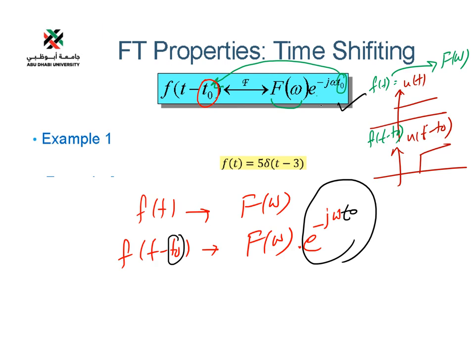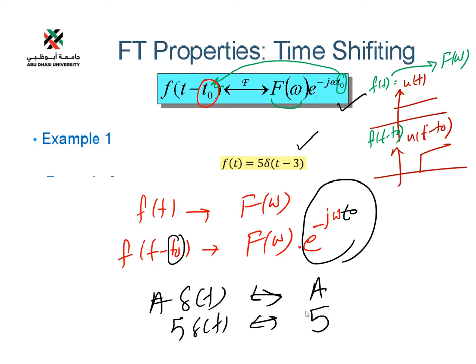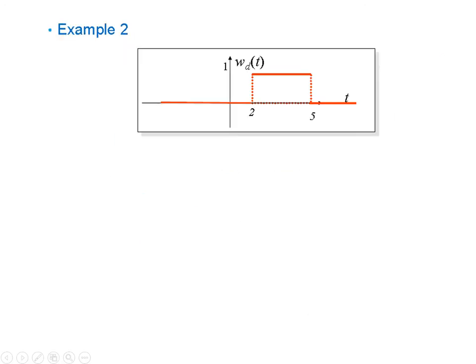We will solve this example. Try to solve this example. If you guys remember, if we have a times delta of t, the impulse, its Fourier transform was a. So if we have 5 delta of t, its Fourier transform will be 5. Now if we have a shifted one, what will be its Fourier transform? Try this. We will solve this example during the live session. Also this is another example of the rectangular signal, which we will solve during the live session.